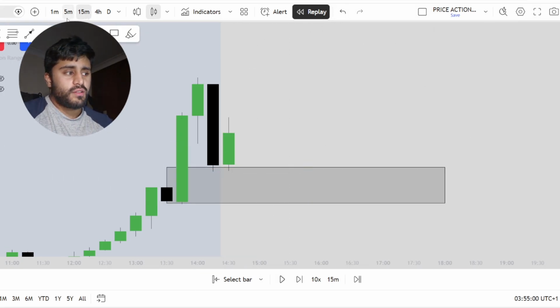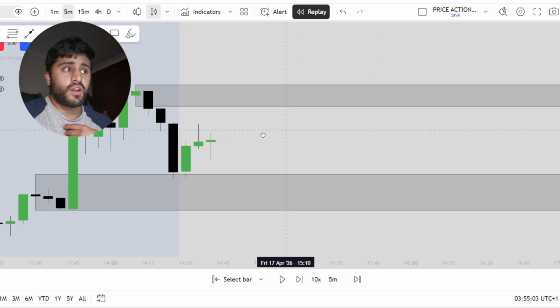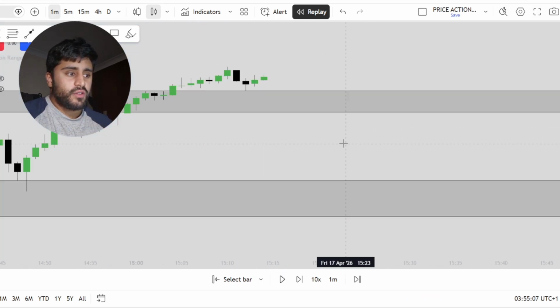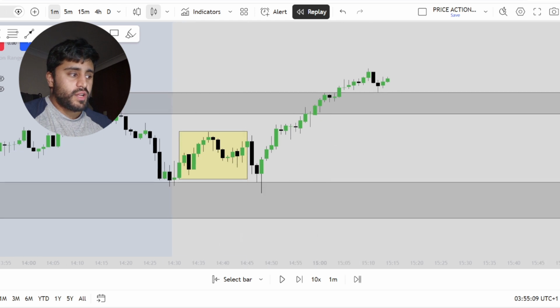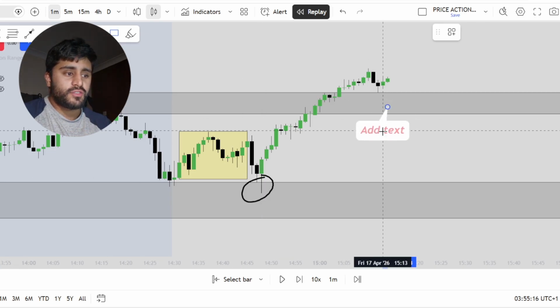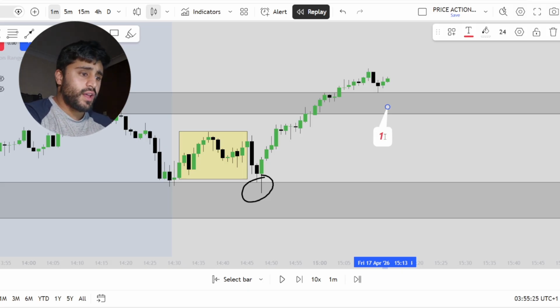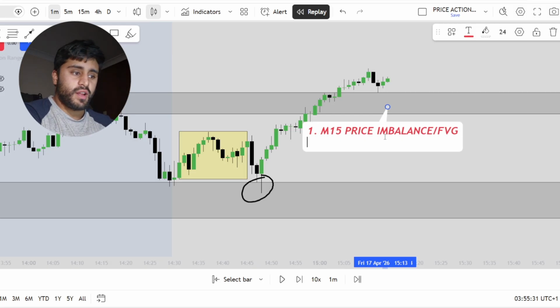Now from here, I actually missed the move. On Friday, I missed the move. This was the initial move like this. If I go down now to the 1 minute time frame, this was the first move you could have taken. If you're struggling on the lower time frames to get good entries, you should start thinking things through in terms of frameworks. What I mean is you want to have a 15-minute price imbalance, or FVG. That's the first thing. You want to have that.